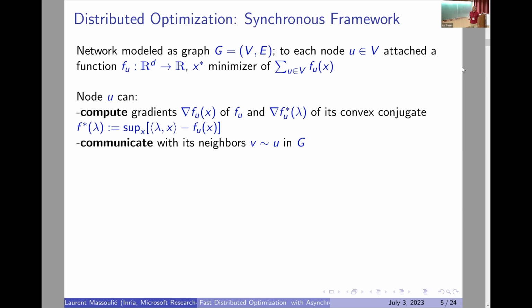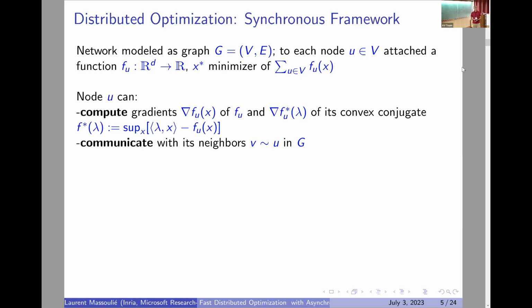So our network will be modeled as a graph. So the vertex set will be the agents themselves, and edges between the agents representing communication links between them. As before, we are looking for a model x star that minimizes the sum of the individual agent functions f sub u. And we'll assume nodes can compute gradients of their local functions.